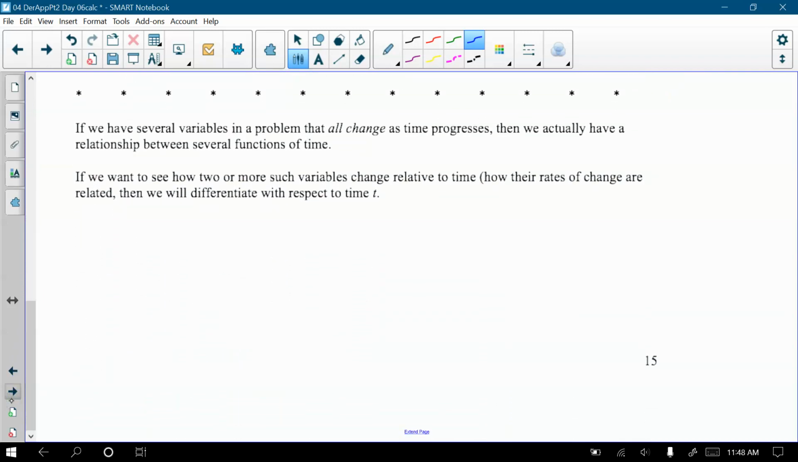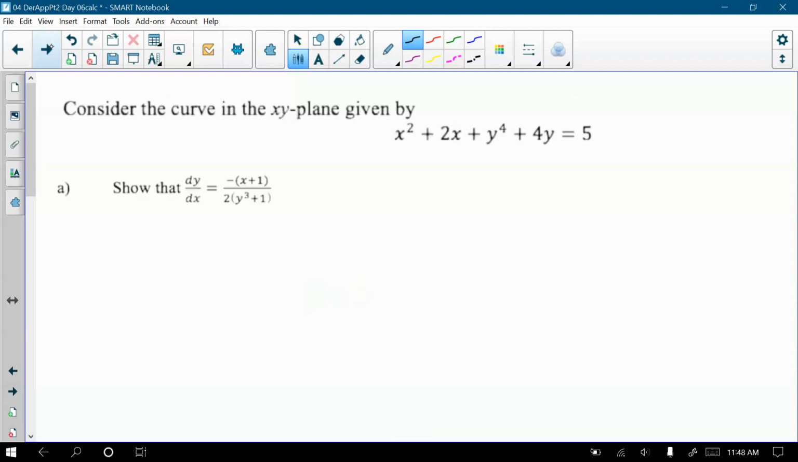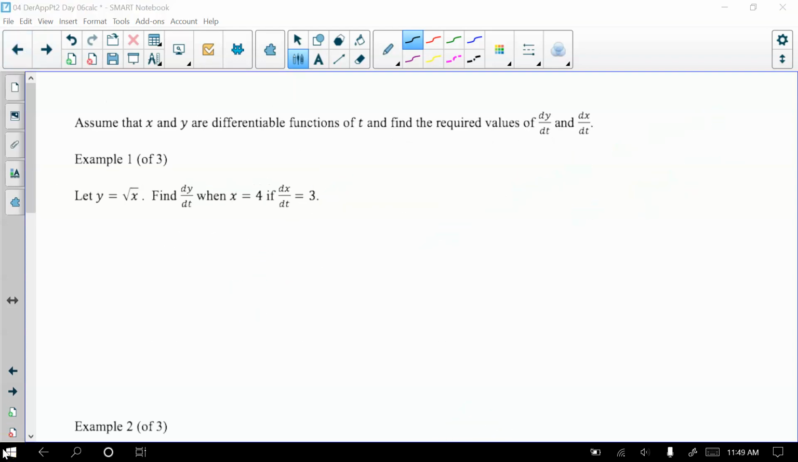Okay, if we have several variables in a problem that all change as time progresses, then we have a relationship between several functions of time. What we're going to look at today, in short, is taking the derivative with respect to time. Given this equation, we are now going to take the derivative of our variables with respect to time and plug stuff in.